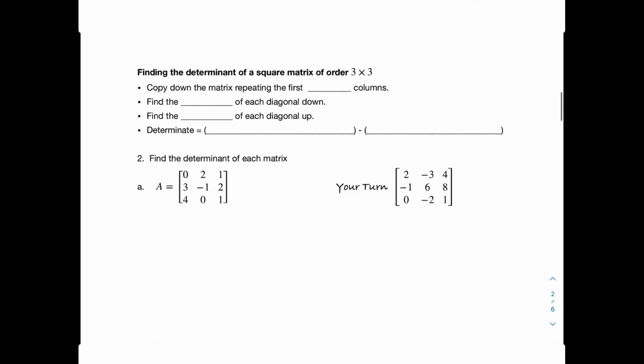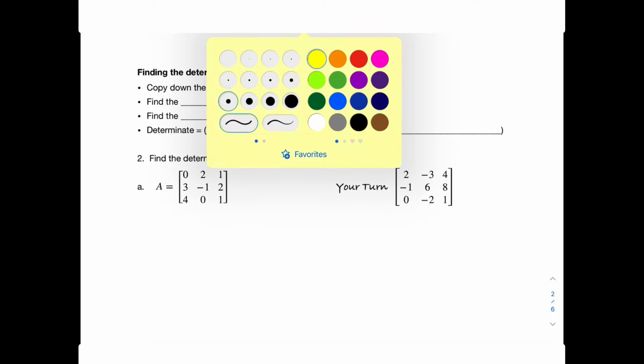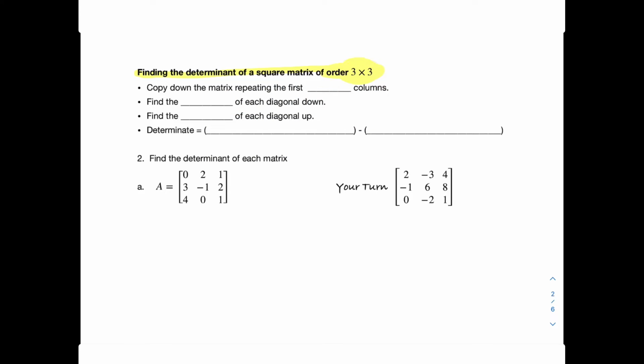Now that we know how to find the determinant of a 2 by 2 matrix, let's see how we would find the determinant of a 3 by 3 matrix. Again, remember, it has to be a square matrix. This one takes a little bit more work. First, you're going to copy down the matrix, repeating the first 2 columns. We're going to find the product of each diagonal down, there will be 3, and then the product of each diagonal up, there will be 3.